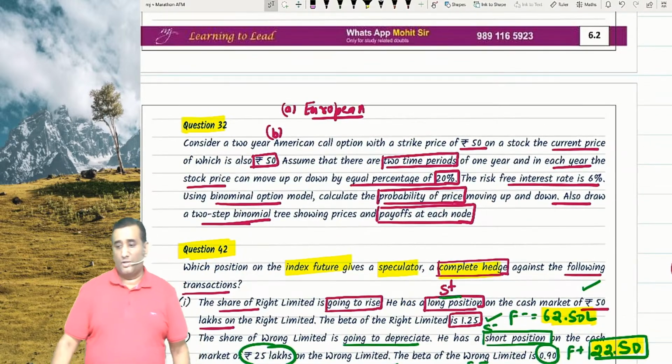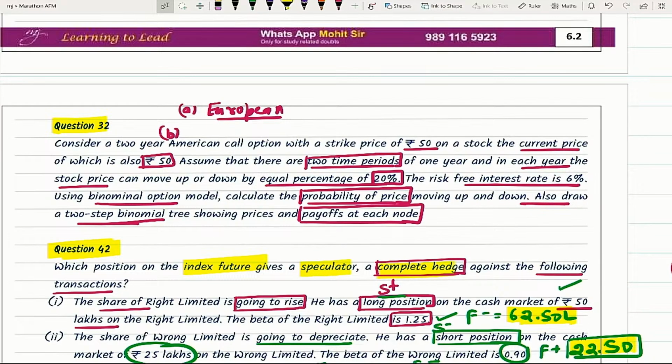32, do it on your own please. Please do it. The answer would not be available with you.